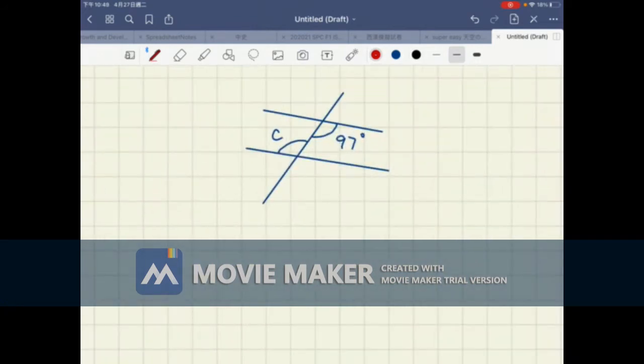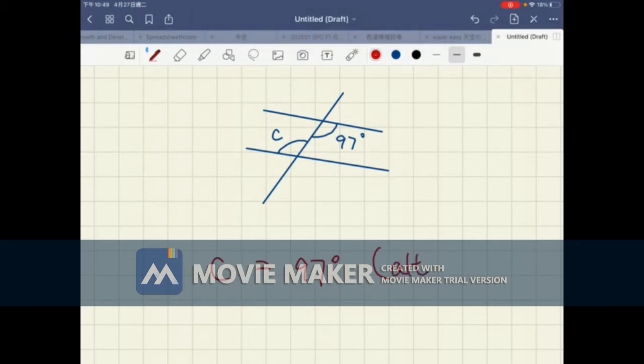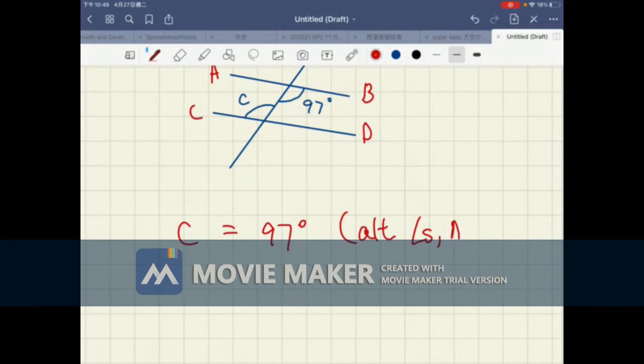Let's see the last one. Pause the video if you need more time again. It's very easy, I think. Therefore, the value of C is 97.